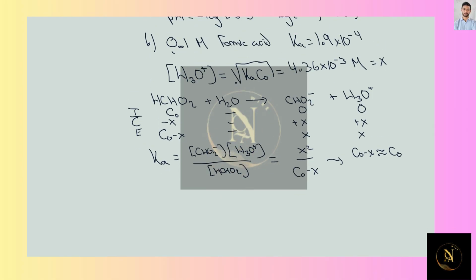So now how do I calculate the percent of dissociation? I'm going to take the value that actually dissociated, the x, divided by my initial concentration, and I'm going to multiply it by 100. So this is x divided by C0 times 100. This is equal to 4.36 times 10 to the minus 3 divided by my initial concentration, that was 0.1 molar, times 100, giving us 4.36%.